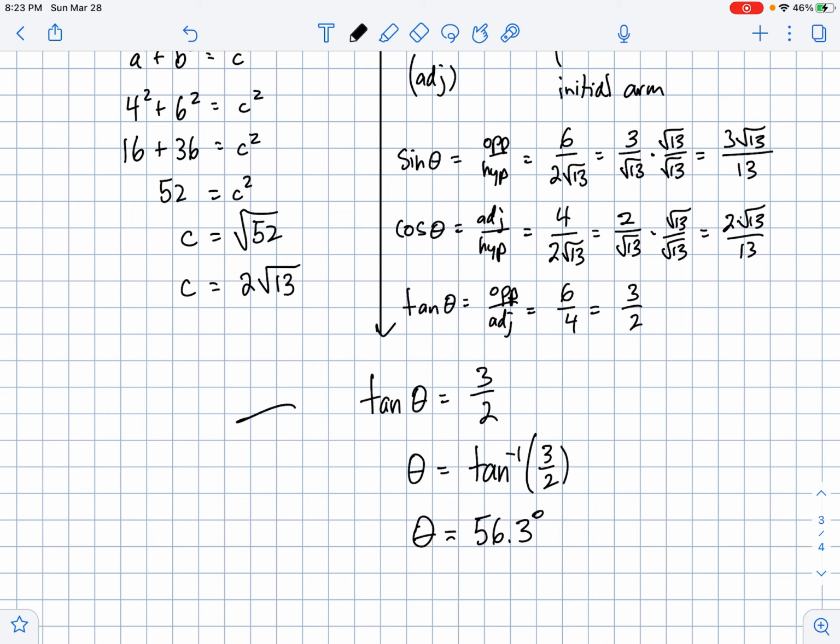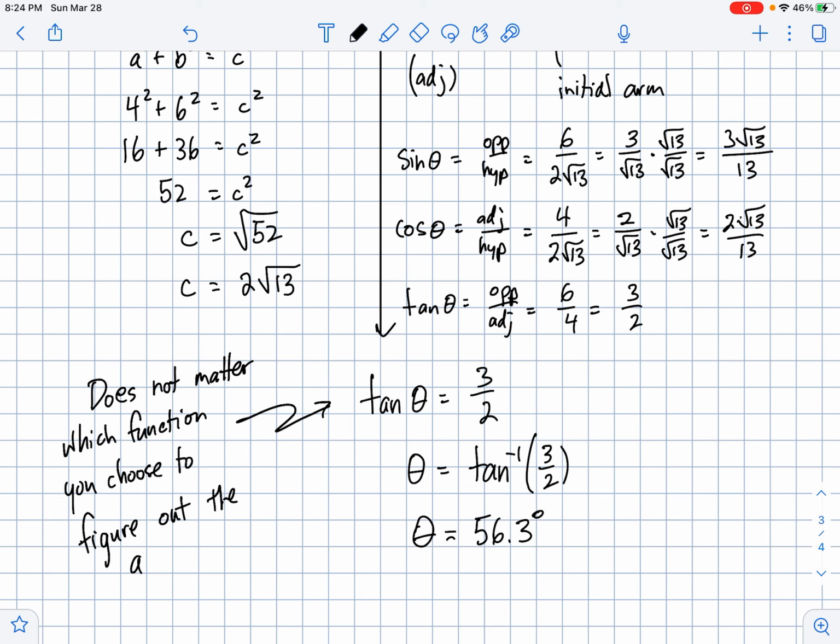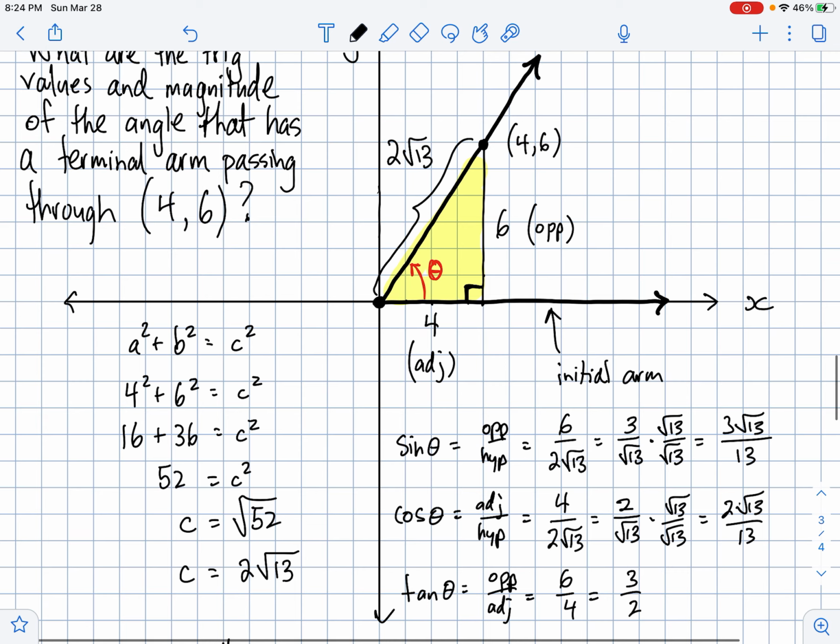So it does not matter which function you choose to figure out the angle. The angle's the same for all of them, right? It's just a different function. So back in here, that red theta is actually 56.3 degrees, which kind of looks like 56.3 degrees. It certainly looks more than 45 degrees.